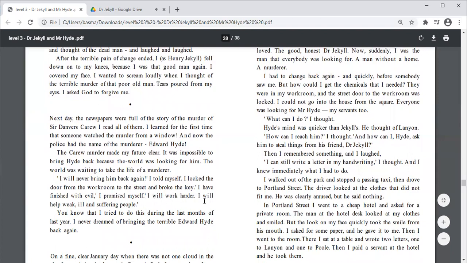I will work harder. I will help weak, ill, and suffering people. You know that I tried to do this during the last months of last year. I never dreamed of bringing the terrible Edward Hyde back again.